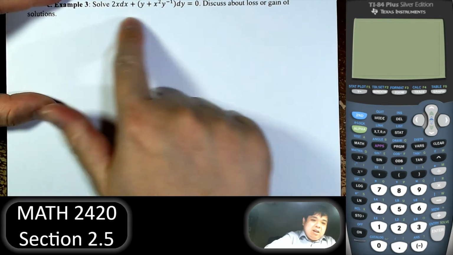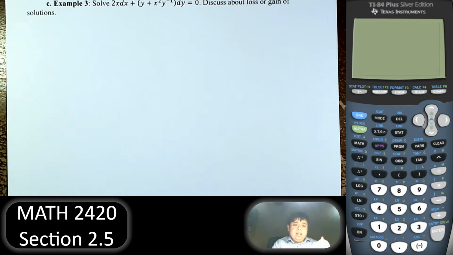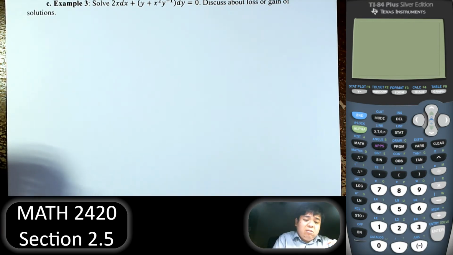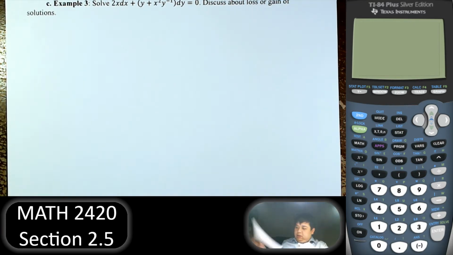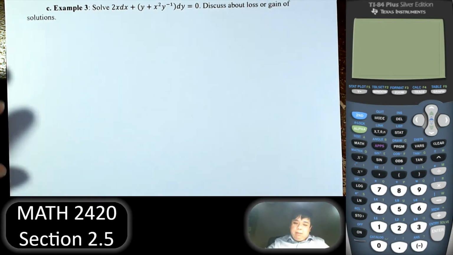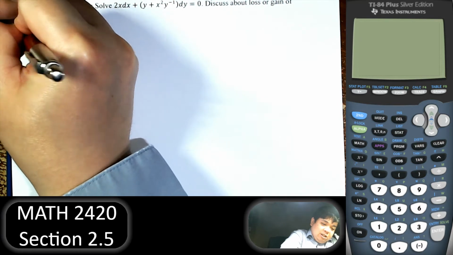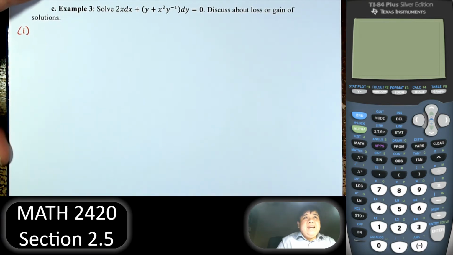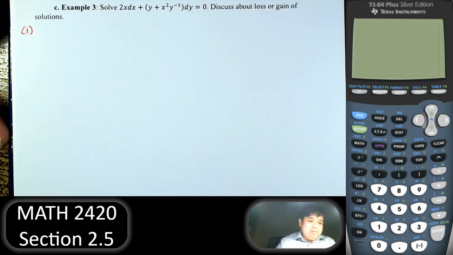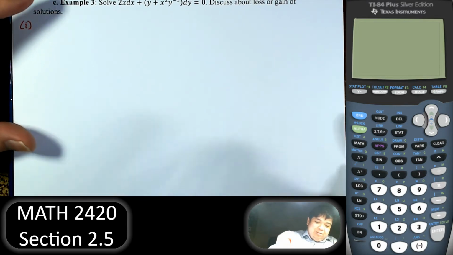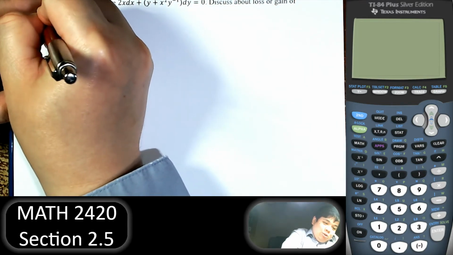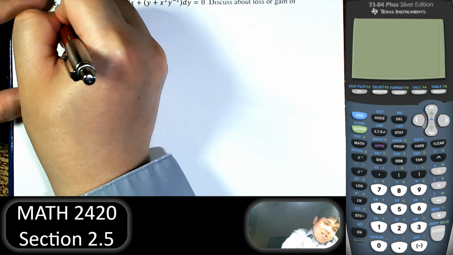Right, let's look at this solution and discuss the loss and gain of solution. So we do the same thing. First, is it exact? And the answer most likely is no, right? Because in this case we have to do something to make it exact.